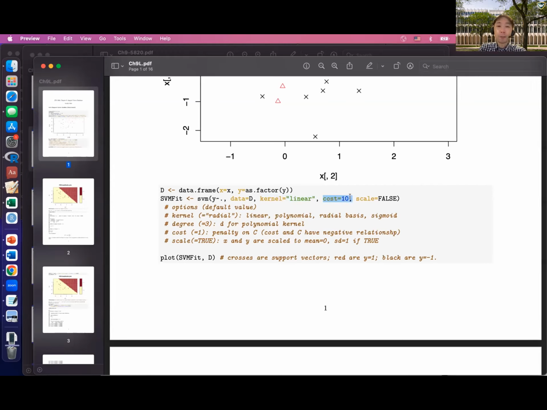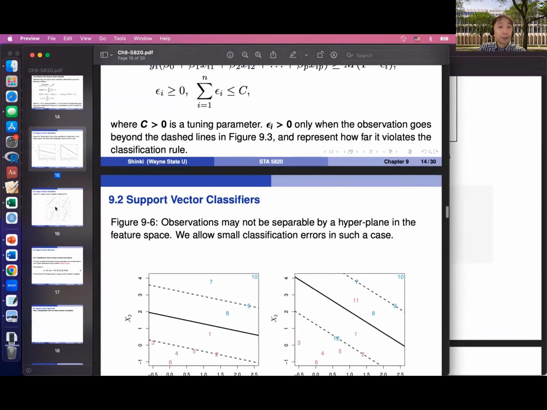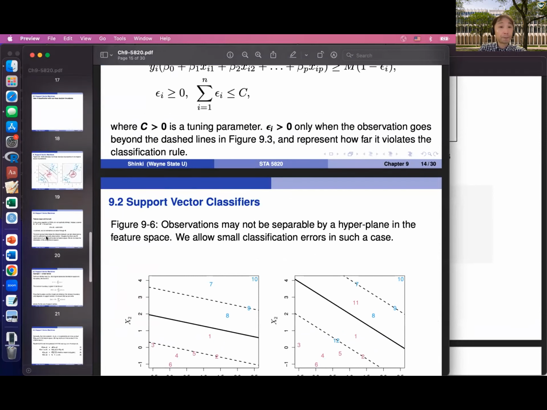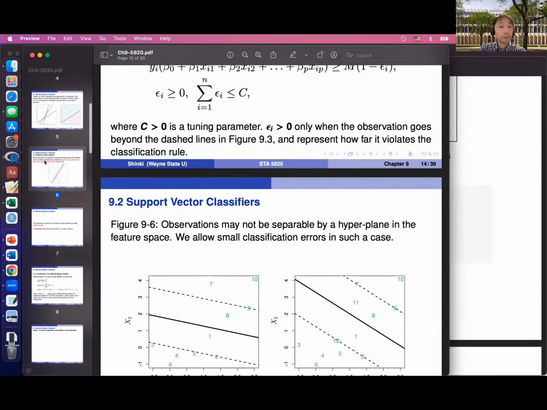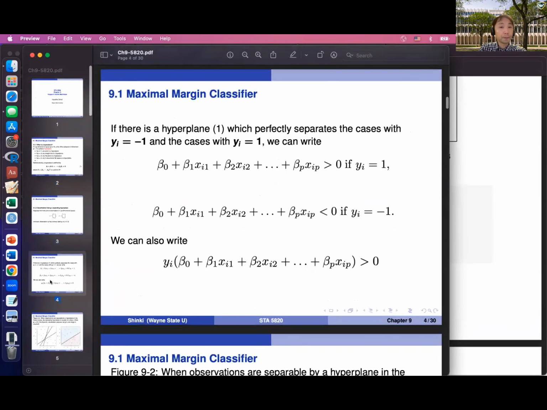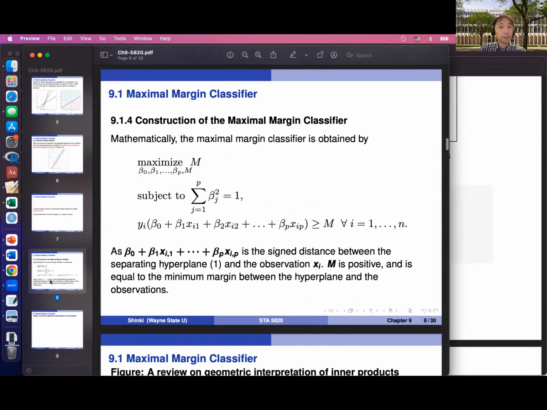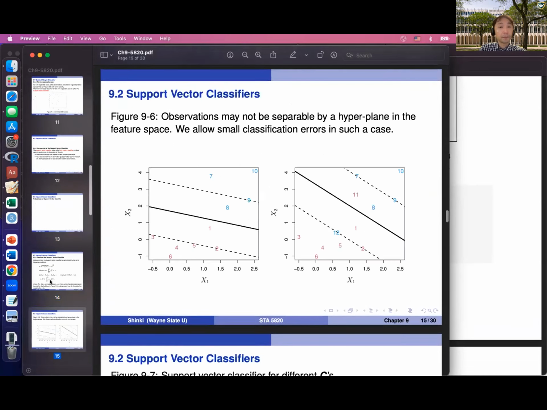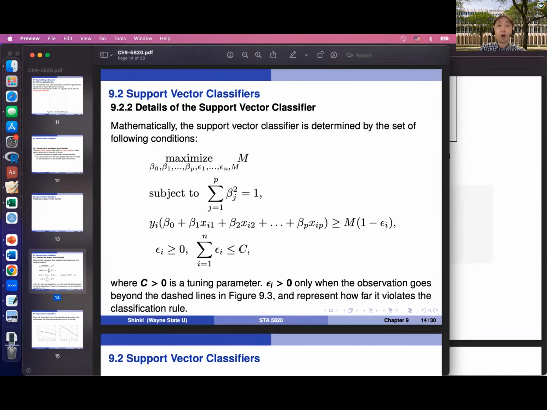So cost is a hyperparameter. We have the hyperparameter C, right? And the cost is kind of inversely proportional to C. Maybe not exactly inverse, but as cost increases, C decreases. So the cost is a decreasing function of C.